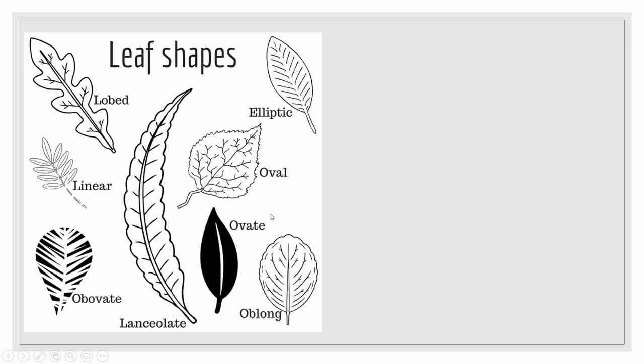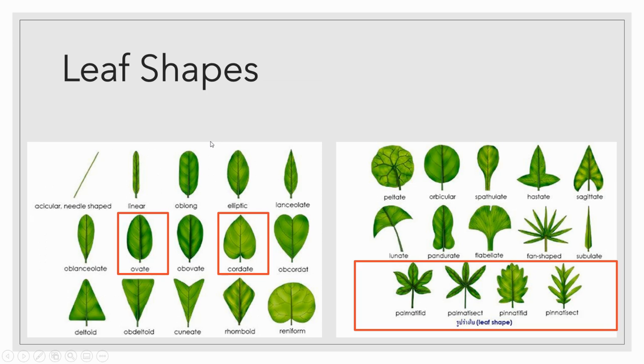Now, there are a ton of different leaf shapes. As we'll see, these are some of the more common, typical ones here. But as you can see, there are so many leaf shapes, and we're not going to cover all these. Oblanceolate, obovate, deltoid, obdeltoid, cuneate, rhomboid, peltate, orbicular. There are just so many different leaf shapes. But a lot of these are going to be from either exotic plants or plants you're not going to see very often around where you live.